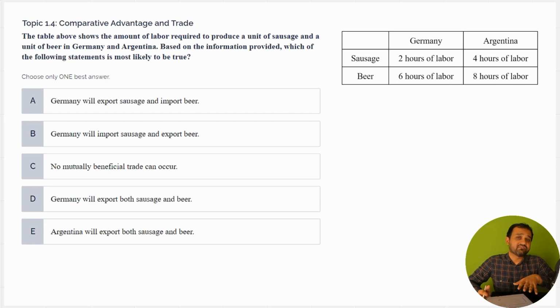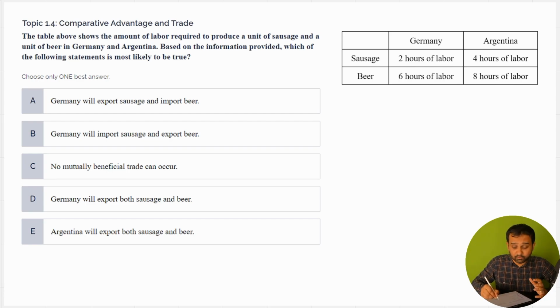Now, absolute advantage, remember, is about producing things efficiently. So within the two countries, if one of them can produce a good more efficiently than the other, then we say that it has absolute advantage. Now, in this case, as we can see, to produce 1 unit of sausage, Germany requires 2 hours of labor, whereas Argentina requires 4 hours of labor. So we can deduce from that that Germany is more efficient at producing sausage, and therefore Germany has absolute advantage in sausage production. The same thing applies for 1 unit of beer as well.